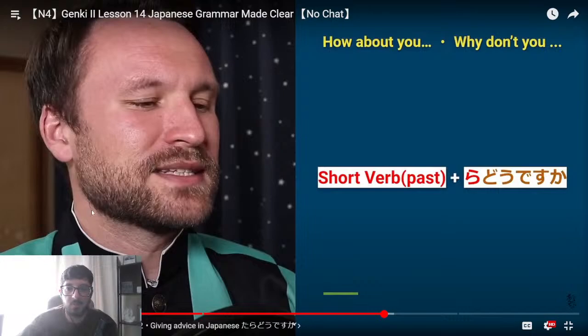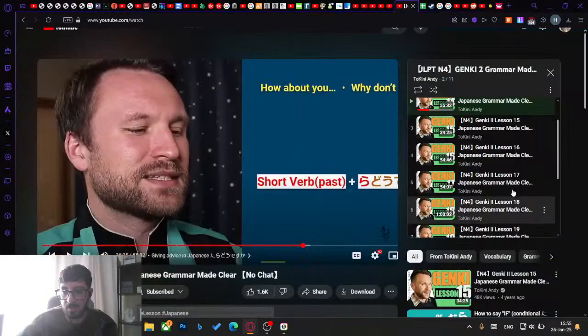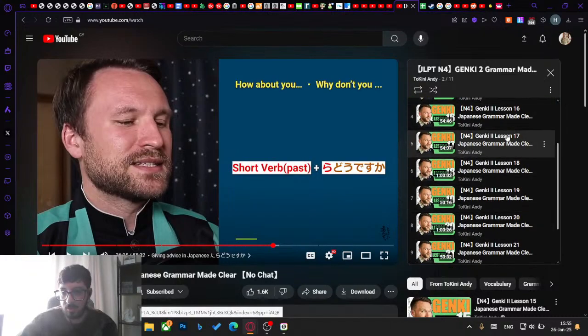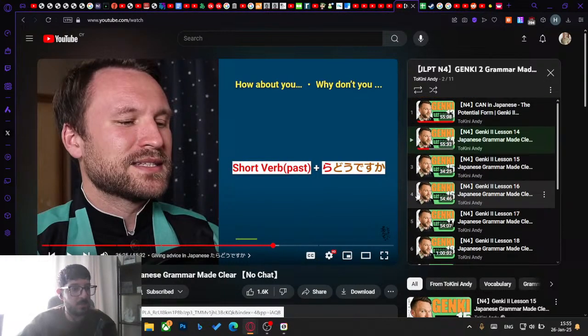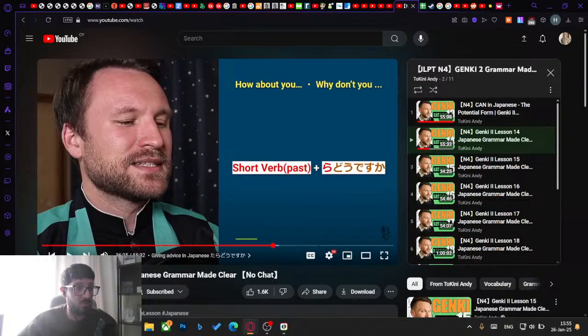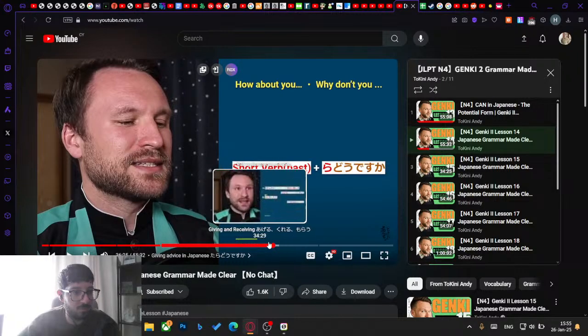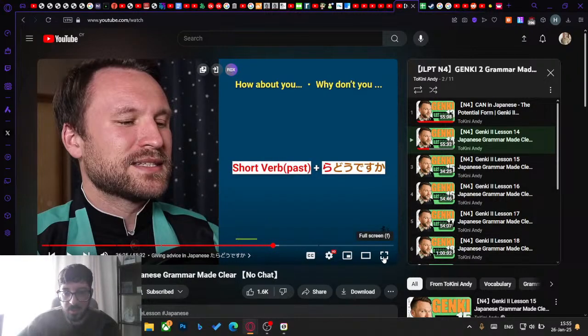Kakete is written, but we will see them also in future lessons. Those are what you heard above, but you can connect them also with te form. Yeah, I remember I read it in Genki, but I don't remember the usage, why they are connected with te form. They are the same, connected with te form. So we will see them.